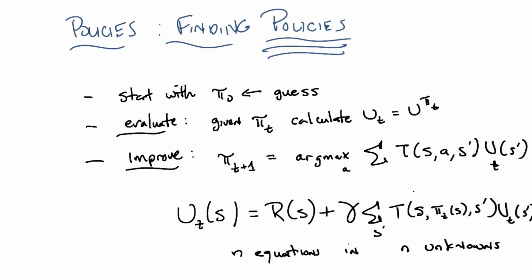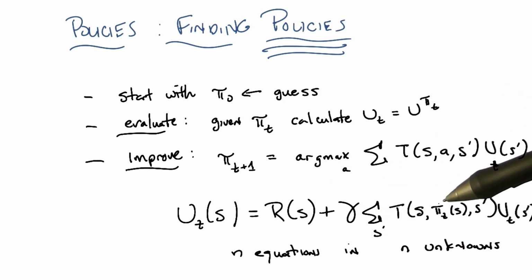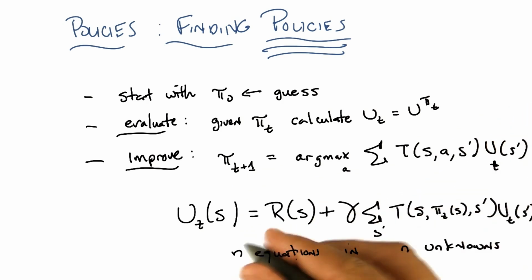Mm-hmm. There's no max, though. There's no max. And what was it that made solving that hard before? The max made it nonlinear. The max is gone now. Are you saying this is a set of linear equations? Yeah, because it's just a bunch of sums. And the pi is not some weird function. This is just effectively a constant. I see. So now I have n equations and n unknowns, but they're linear equations.